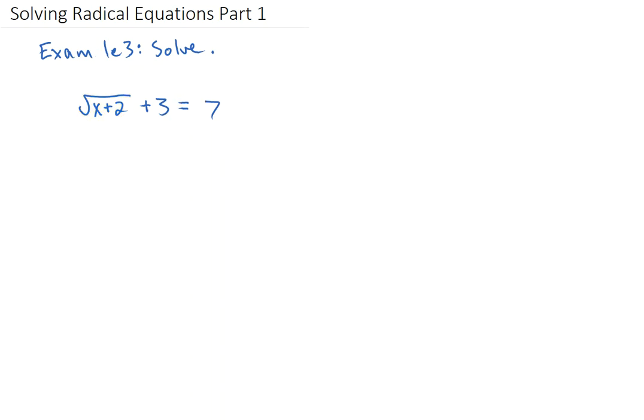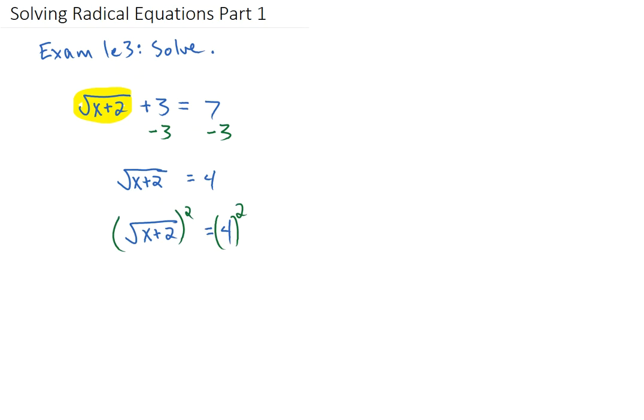So what I want to do in situations like this is the same as when I was working with x squareds: I want to isolate the square root first, get it by itself on one side of the equation, and then start my undoing process. I want to isolate the monster, and then I want to eliminate the monster. So I want to start by getting the square root piece by itself by subtracting 3 from both sides. That's going to give me the square root of x plus 2 equal to 4. And then I want to go ahead and square both sides.